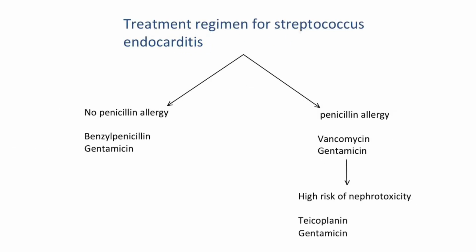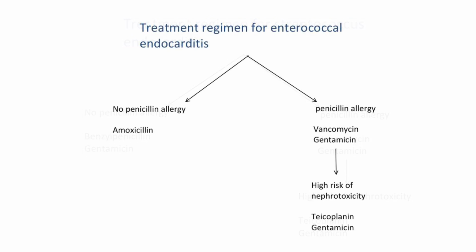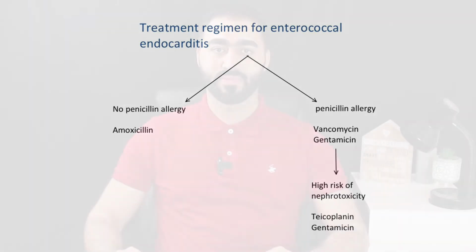To treat Streptococcus endocarditis, benzylpenicillin plus gentamicin will be given if there is no penicillin allergy, and vancomycin plus gentamicin will be given if there is penicillin allergy. But in case there is high risk for nephrotoxicity, we will give teicoplanin plus gentamicin. The last regimen to be discussed is the regimen for enterococcal endocarditis. We will give amoxicillin if there is no penicillin allergy, and vancomycin plus gentamicin for penicillin allergy patients. Keep in mind, if there is high risk of nephrotoxicity, teicoplanin plus gentamicin will be given.